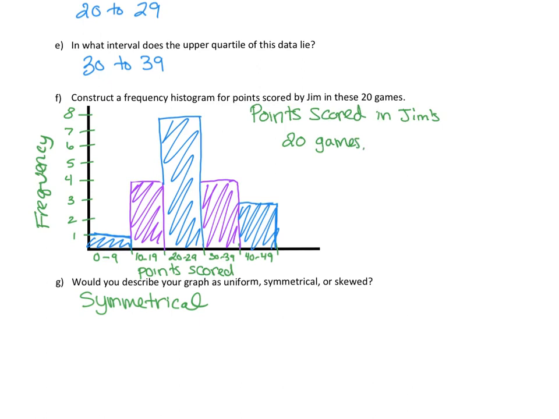Okay, so I drew my histogram. Then part G says, would you describe your graph as uniform, symmetrical, or skew? I would say this graph is symmetrical because the highest point is in the middle and the left and the right are pretty close to mirror images of each other, not really different enough to be skew.